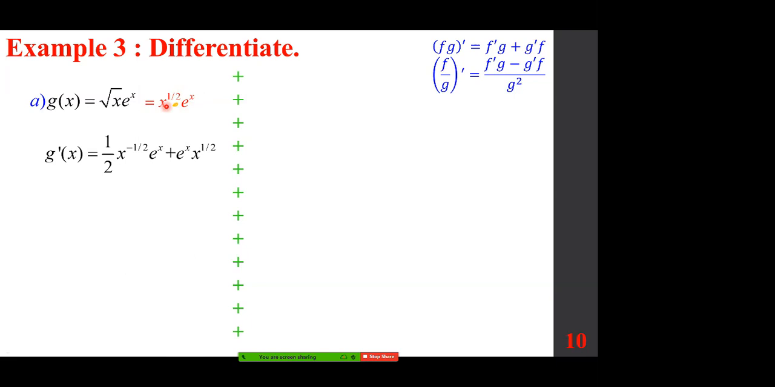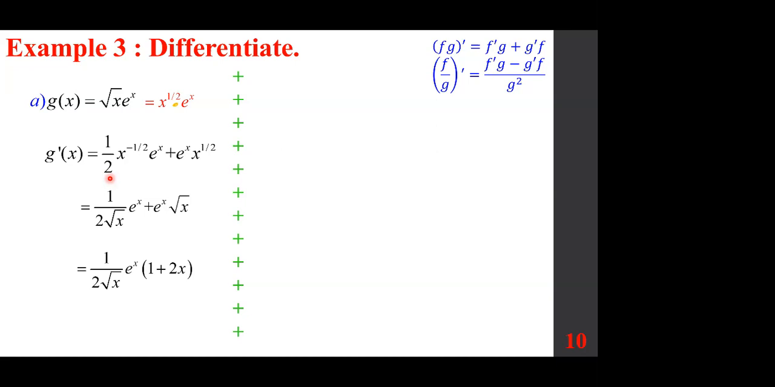All right, let's rewrite this. X to the power of negative 1/2 goes down, becomes positive 1/2, and it's the square root of x. Okay. If you left it as that, it's fine. If you factor out e to the power of x, it's fine. If you factor out 1/2 square root of x e to the power of x, you get 1 plus 2x. And this type of factoring is a must because later on we are interested in finding zeros of the derivative functions.